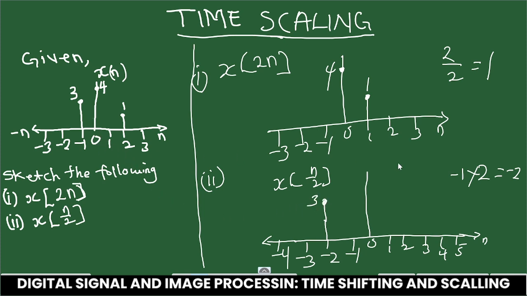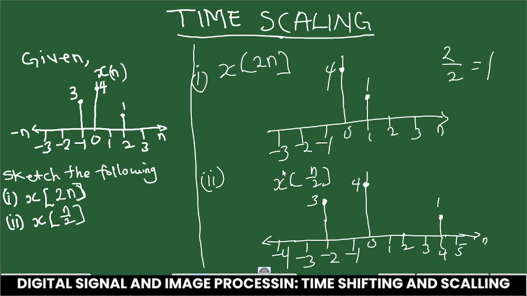Now the sample at 0: 0 times 2 gives you 0, so it will remain there, and the amplitude is 4. Then you come to the next sample, at 1 here, where the amplitude was 0. If you multiply by 2, it will move to 2, and that is 0. Then you move to the next sample at 2. 2 times 2 gives you 4, which means that the sample at 2 is now going to move to position 4, and the amplitude will be the same, 1.